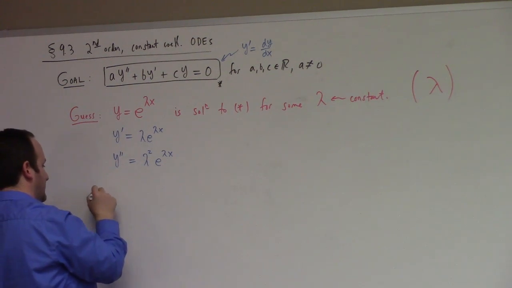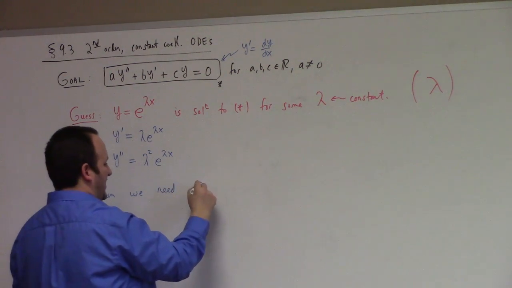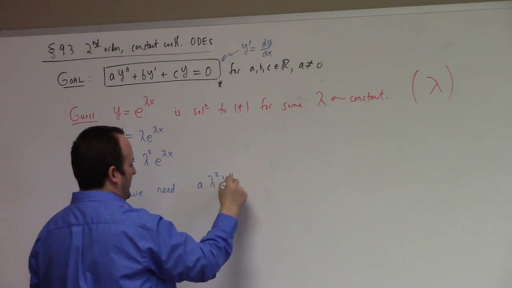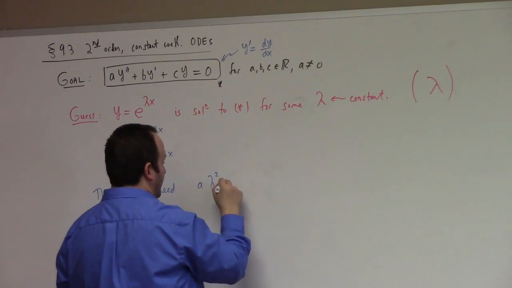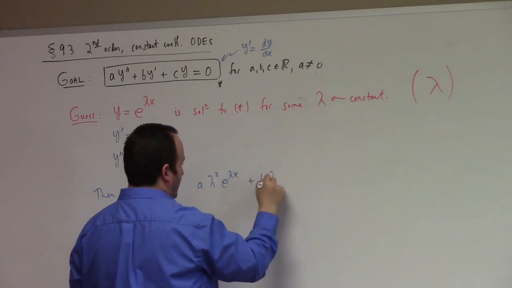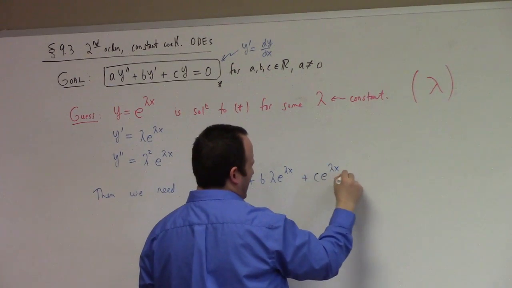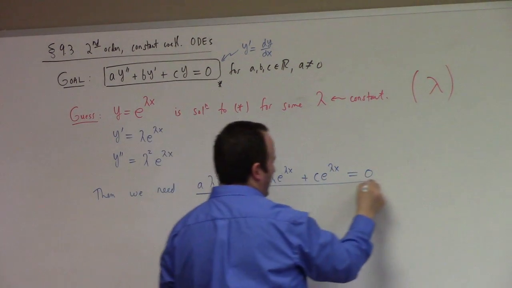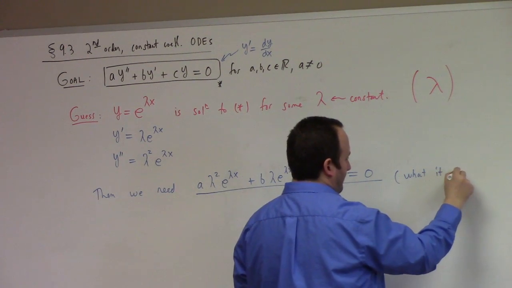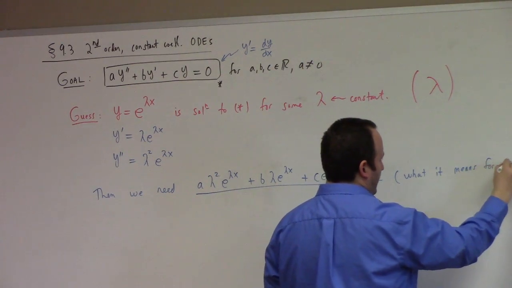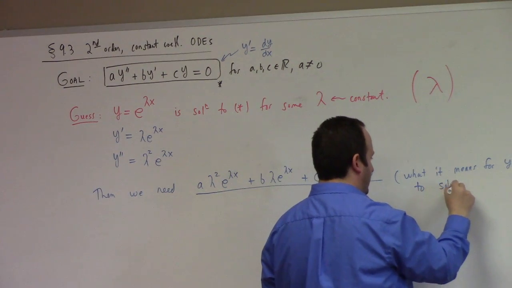So then we need a lambda squared e to the lambda x plus b lambda e to the lambda x plus c e to the lambda x equals 0. This is required. This is what it means for y equals e to the lambda x to solve star.